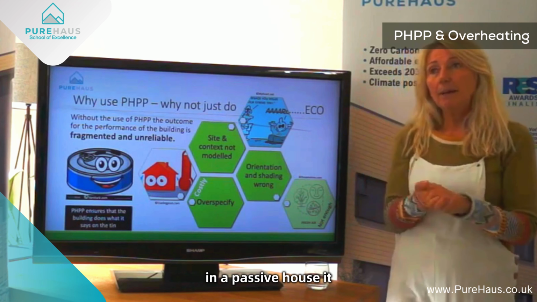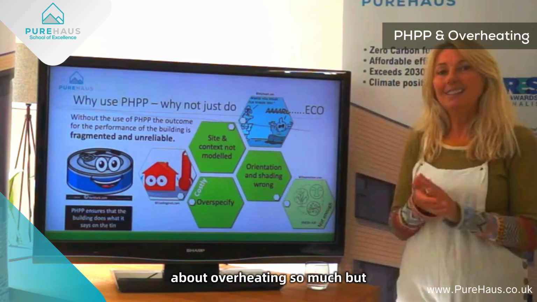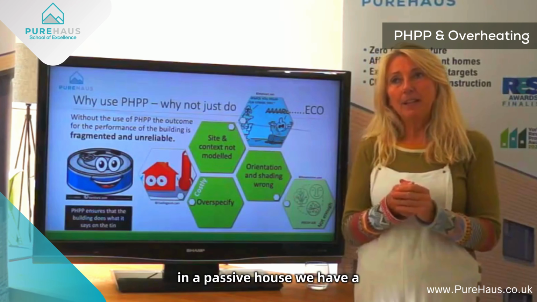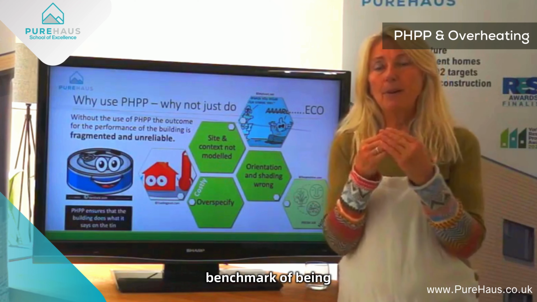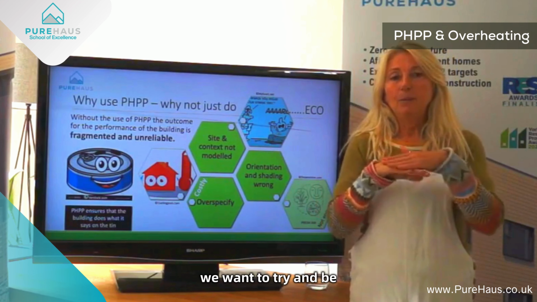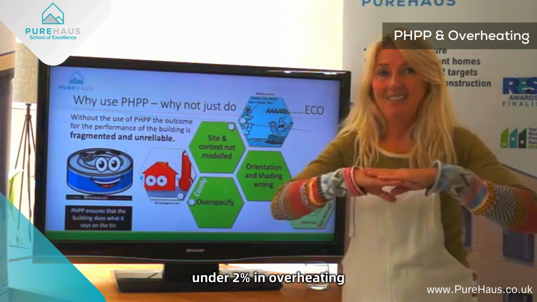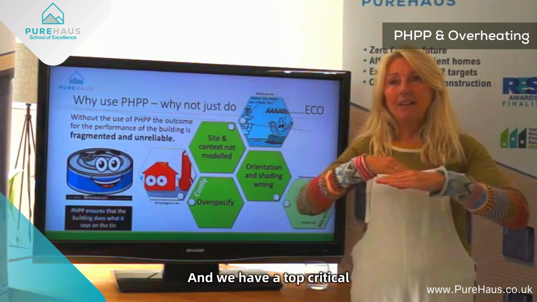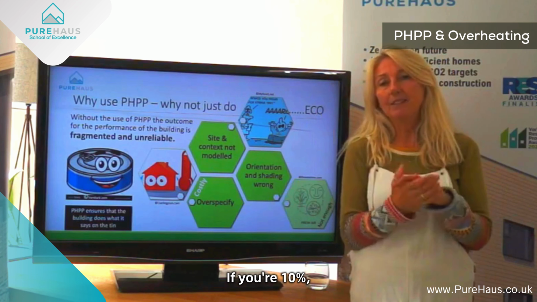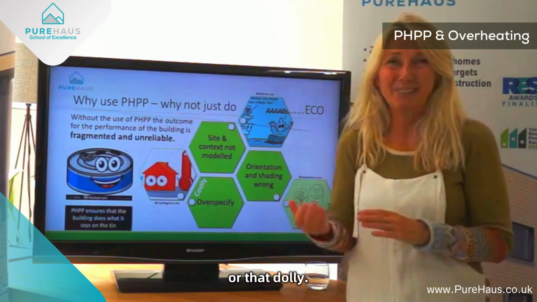So in a passive house, it seems crazy in the UK, doesn't it, to be talking about overheating so much. But in a passive house, we have a benchmark of being very low on summer overheating. We want to try and be under 5%. We want to be under 2% in overheating. And we have a top critical point of 10%. If you're at 10%, you're not a happy bunny in that building.